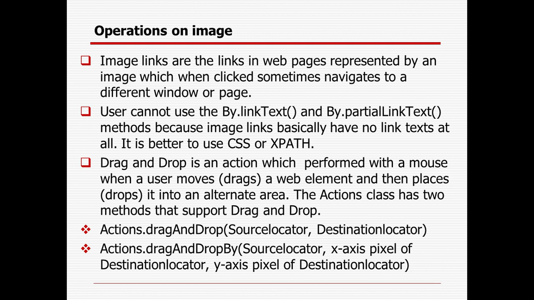Image links are links in a web page represented by an image, which when clicked sometimes navigate to a different window or page. Sometimes it opens in the same page, sometimes in a different window or page. The user cannot use the By link text or partial link text methods because an image link basically has no link text at all. It is better to use CSS or XPath whenever you deal with an image.